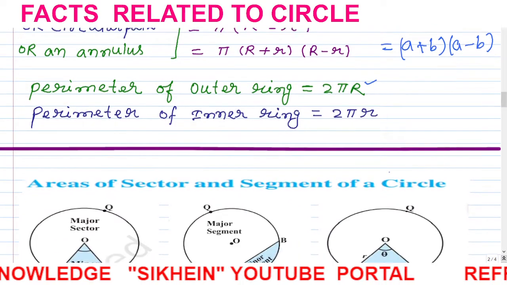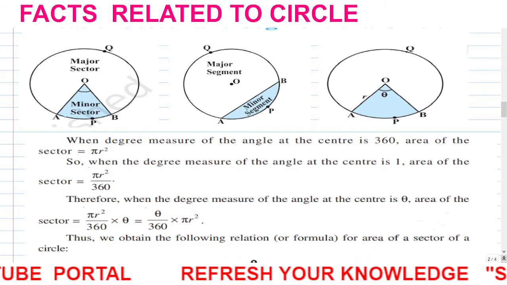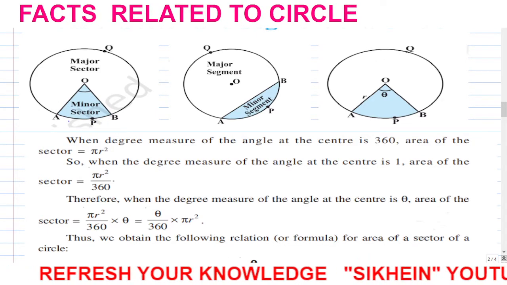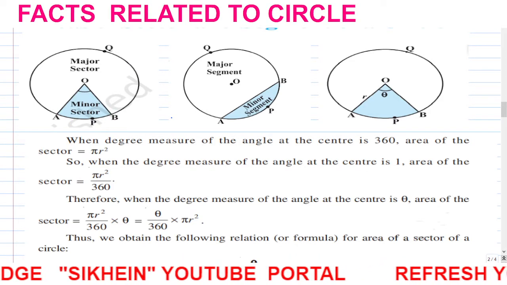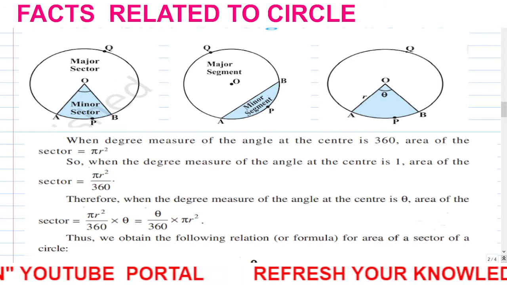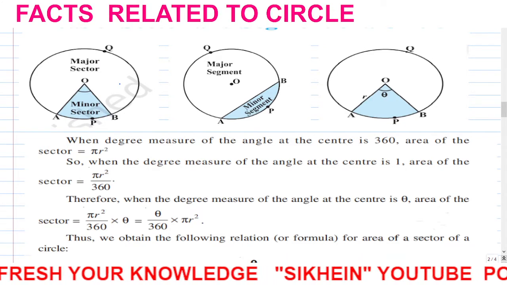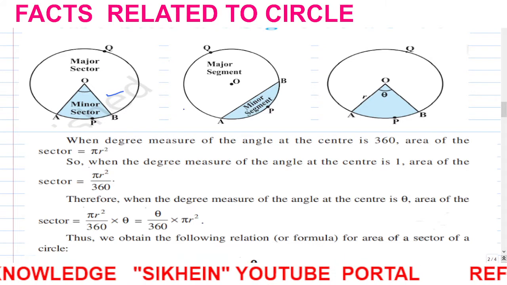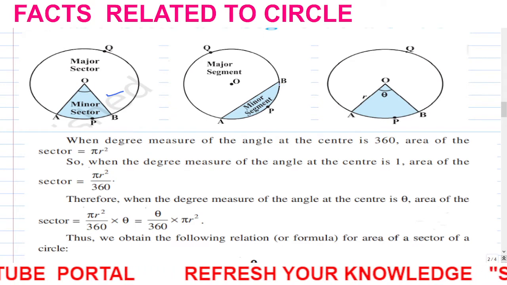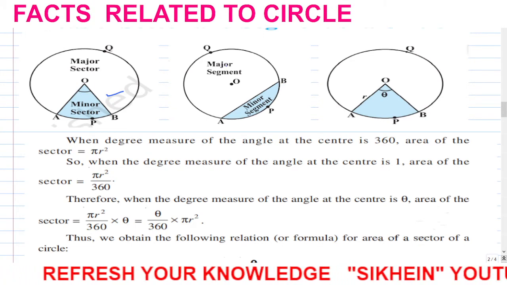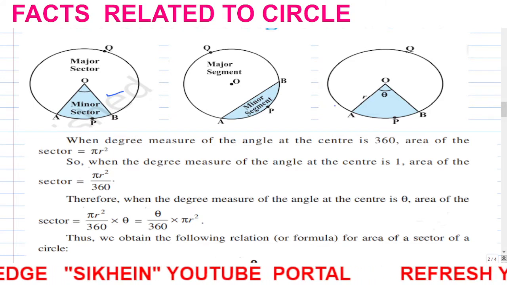Next, area of sectors and segment of a circle. Three figures here. In the first figure, on the left side, major circle, major sector, minor sector. A sector is formed by two radii, as you see here, right? A segment is formed by a chord, right? Major segment, minor segment, right? And the third is also an arc.